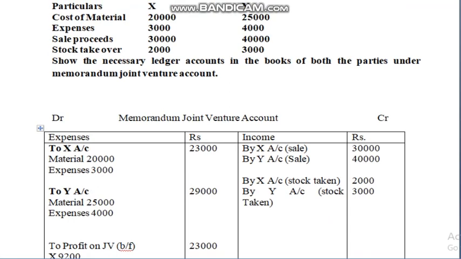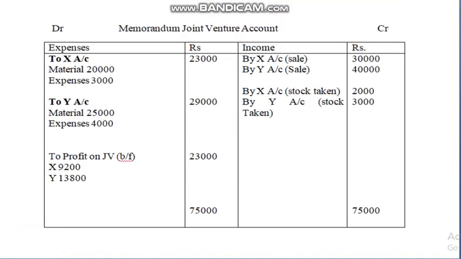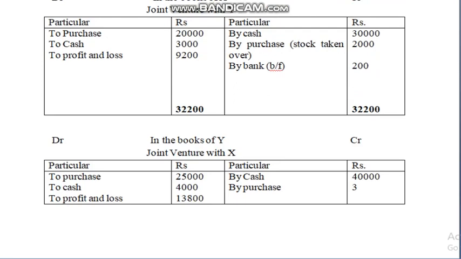The next one, X account. This is stock taken over by X and this is stock taken over by Y. 3,000 worth of stock was taken over by Y. So, in the Y account, by purchase, rupees 3,000. In bracket, you can write stock taken over.